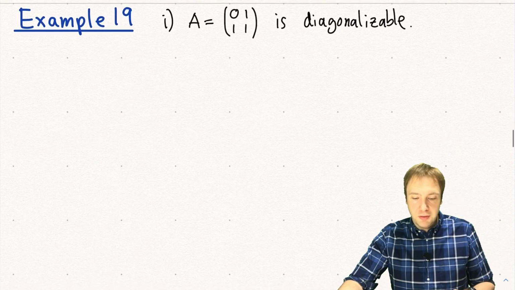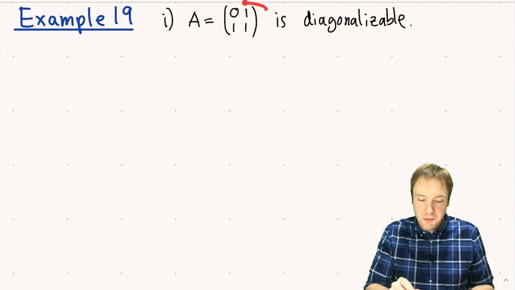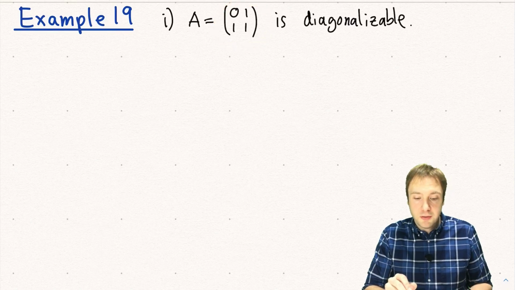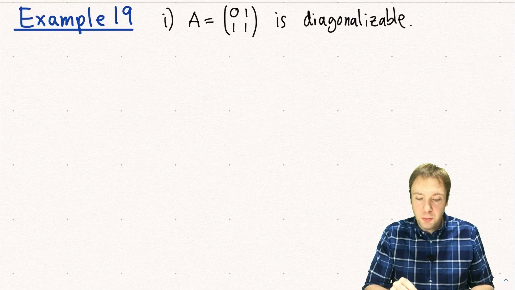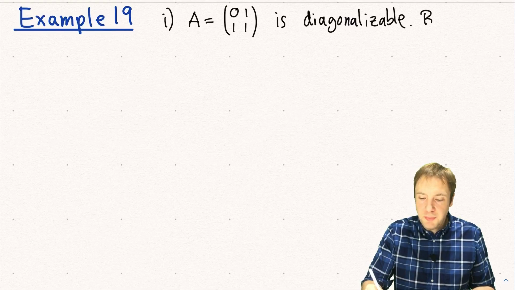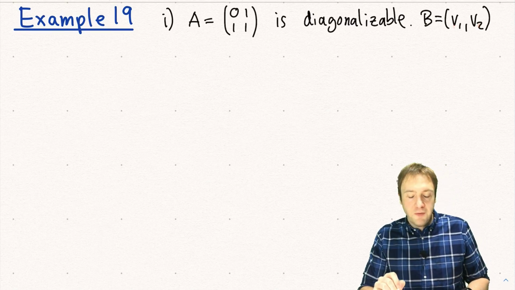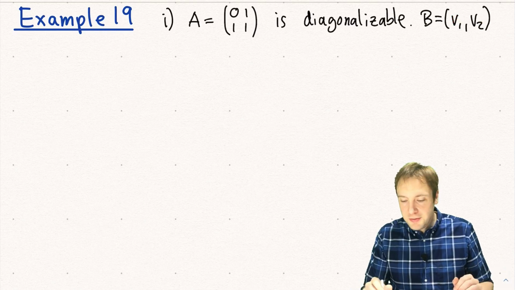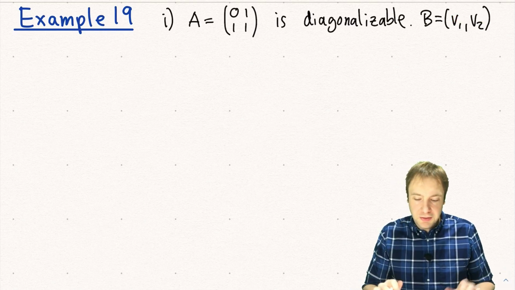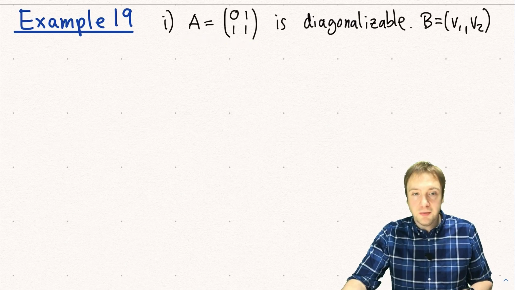So in our Fibonacci example, we saw that this matrix 0, 1, 1, 1 is diagonalizable because we chose this basis B to be V1 and V2, and both of them were eigenvectors, and you can also check they are linearly independent, and therefore they are a basis, and therefore this A is diagonalizable.